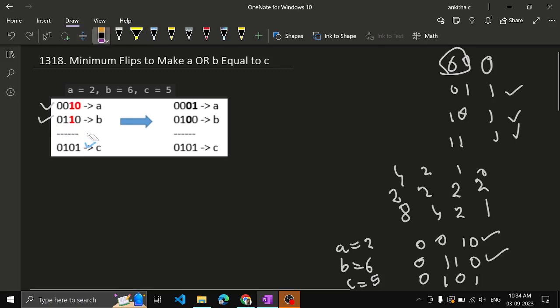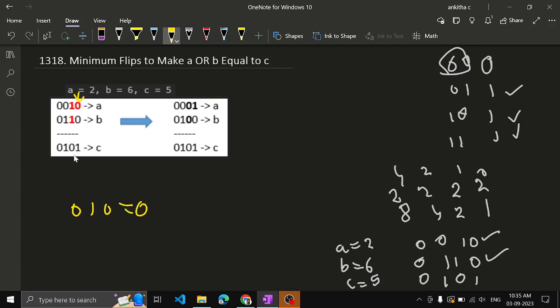So we'll not store the resultant. Instead, if you see the logic, imagine that we are taking a single bit, the least significant bit. The most significant bit is on the left side, the least significant bit is on the right side. So now imagine we are considering the first least significant bit. So 0 or 0. What is 0 or 0? That will give you 0.